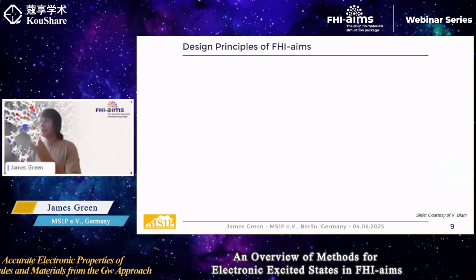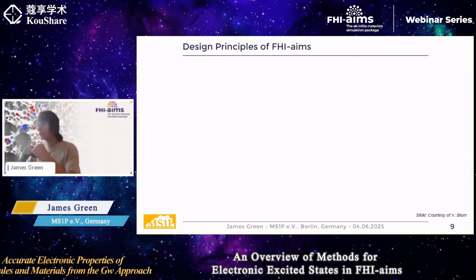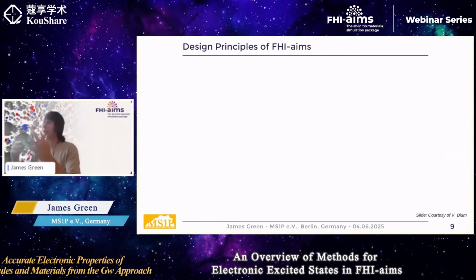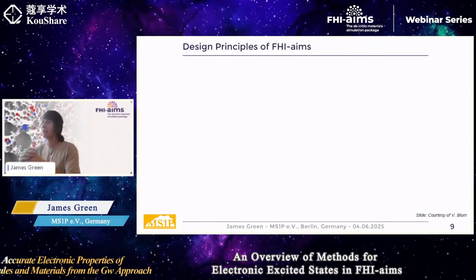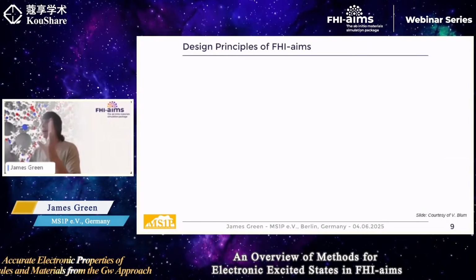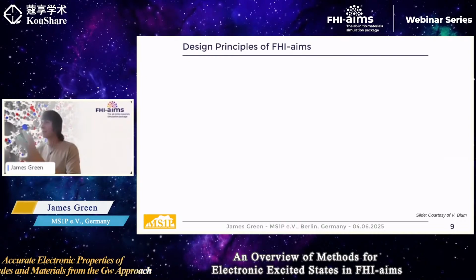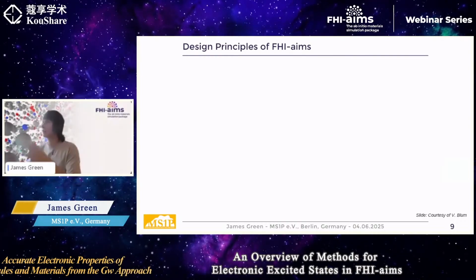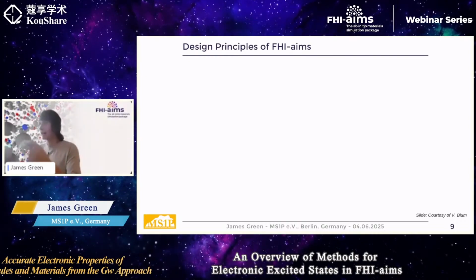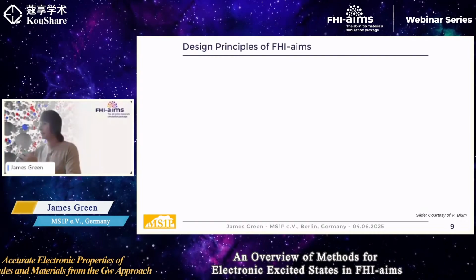Okay, so now that's a quick overview of the infrastructure of FHI-aims and how MS1P fits in with that. So now onto the code itself, and I'll just briefly describe the philosophy and the design principles that went into creating FHI-aims.